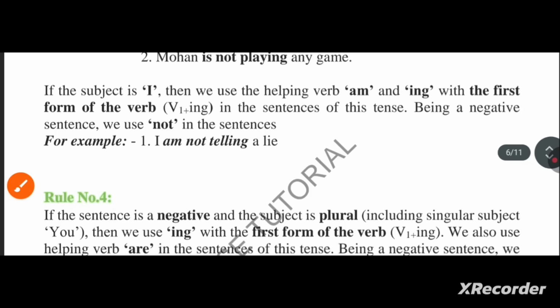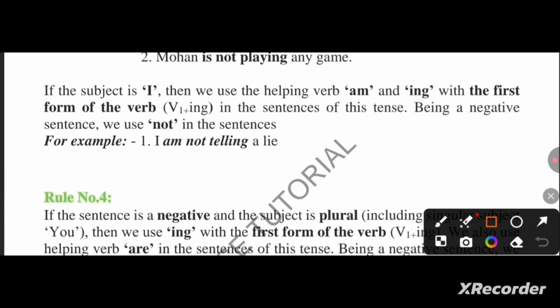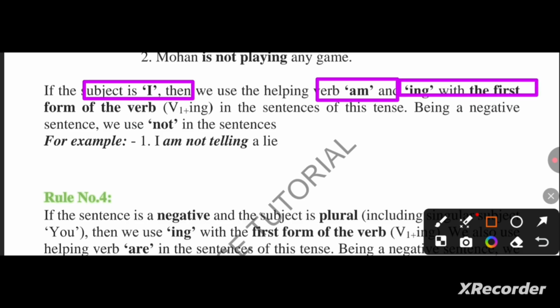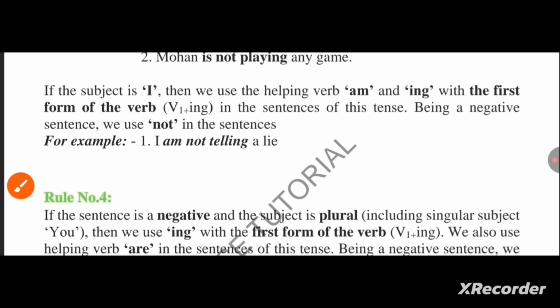Again, we have to keep in mind that if the subject is singular, like I, then we have to use the helping verb am and ing with the first form of the verb. For example, I am not telling a lie. These rules have been applied in this sentence.